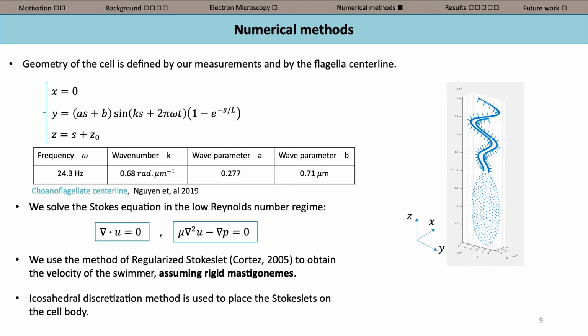And our goal here is to obtain the velocity of Chillomanas, our swimmer. To do so, we solved the Stokes equation in the low Reynolds number regime, using the method of regularized Stokeslets and using rigid Mastigonemes. So here in this picture, each point from our discretization is actually a Stokeslet.